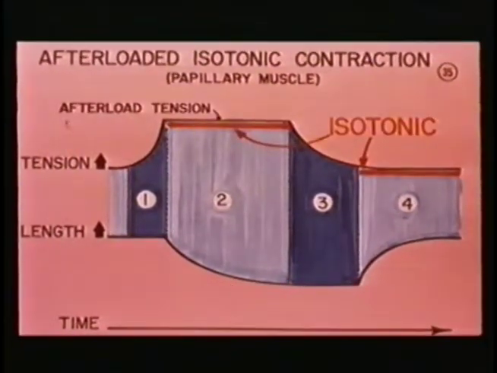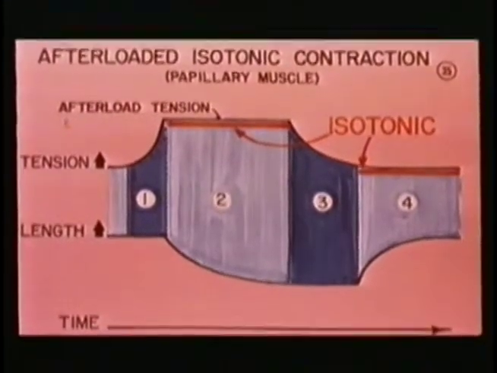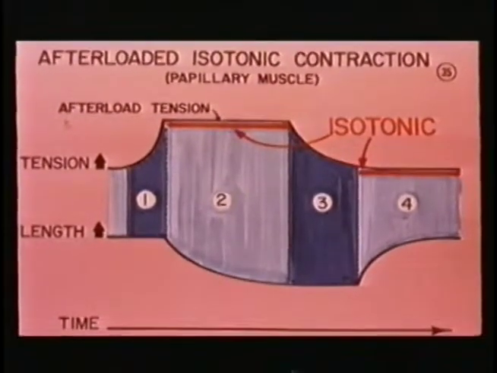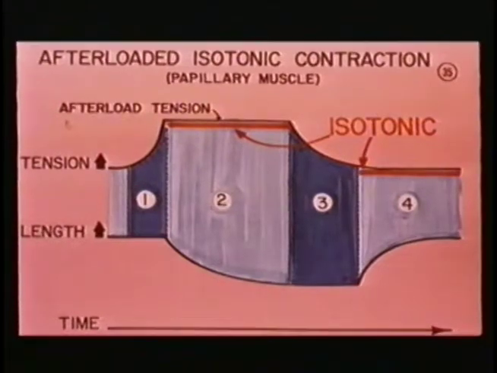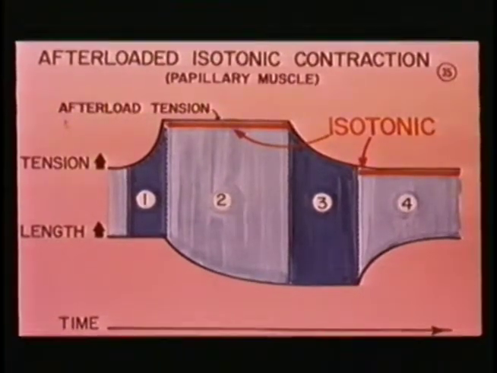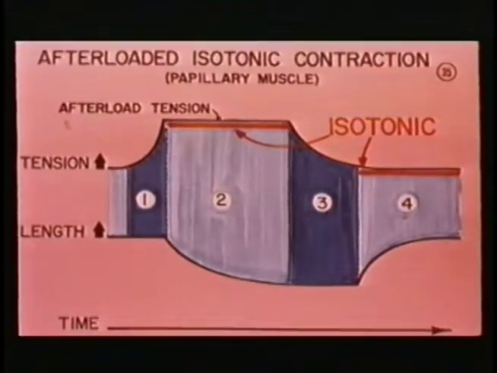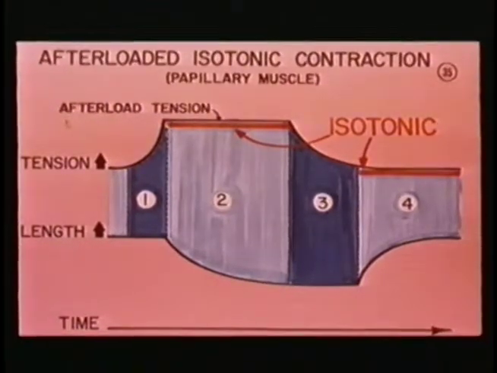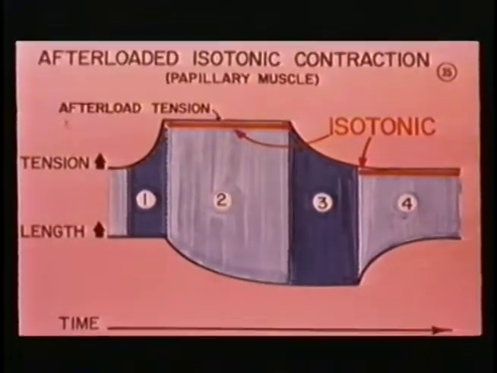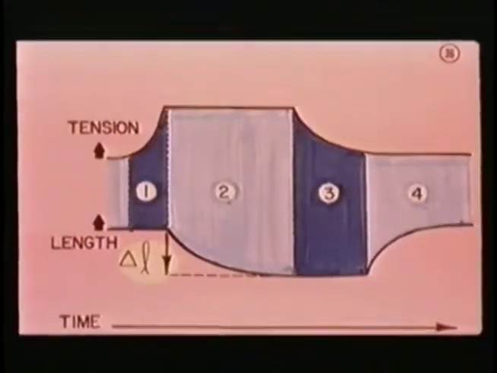Slide 35. Phases 2 and 4 are characterized by constant tension and are called isotonic. The level of tension during phase 2 is called the afterload tension, or simply the afterload. We will see that its level is one of the crucial factors in determining how much shortening occurs in a contraction.